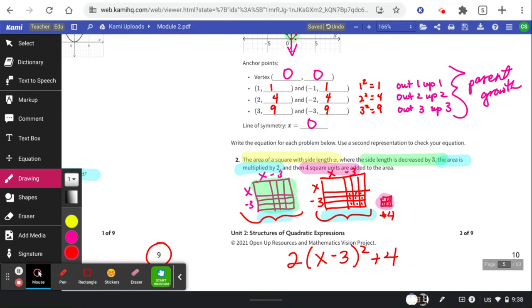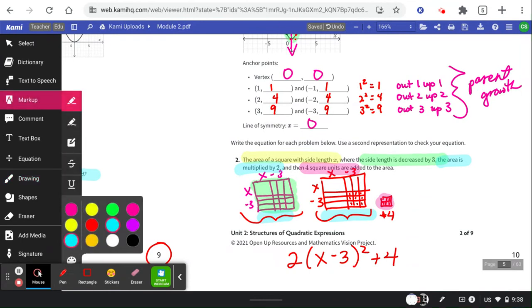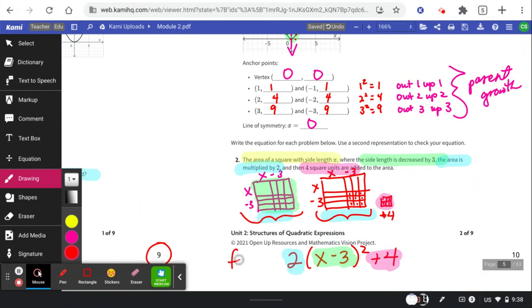The 2 comes from the fact that we multiplied this by 2. The x minus 3 is my x minus 3 squared from the picture, and then the plus 4 comes from the end there. This is my function. How'd you do?